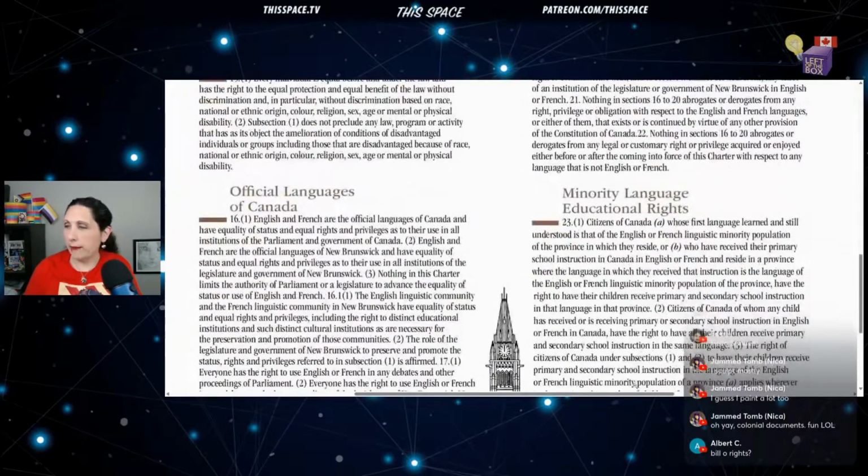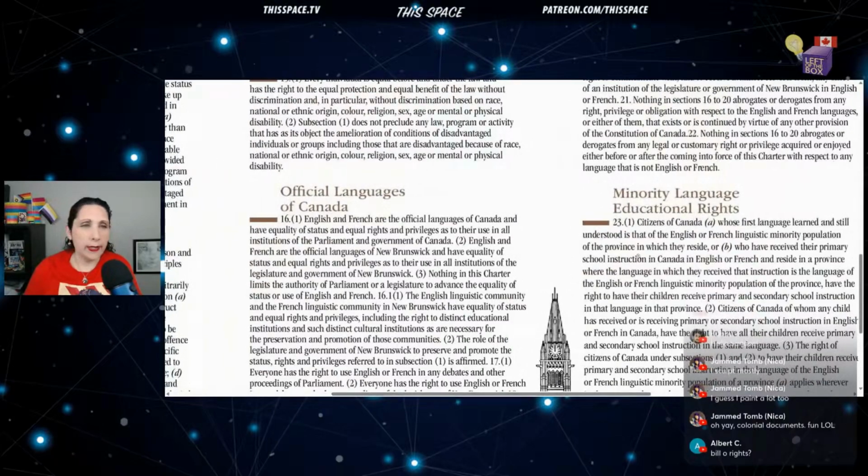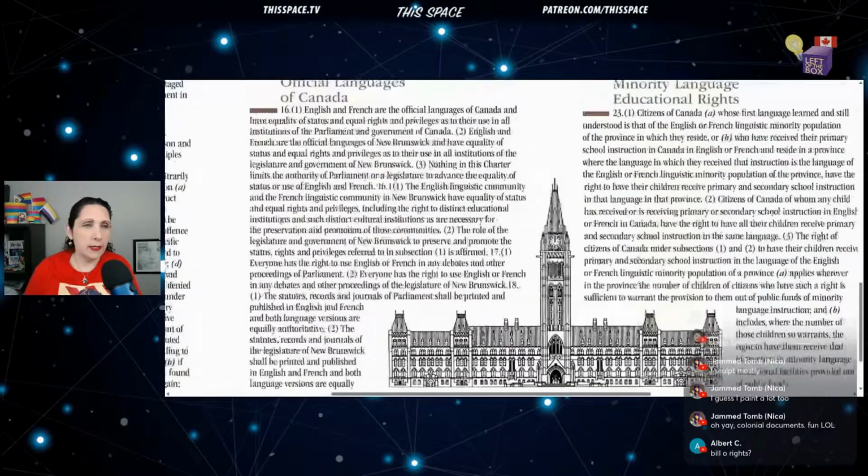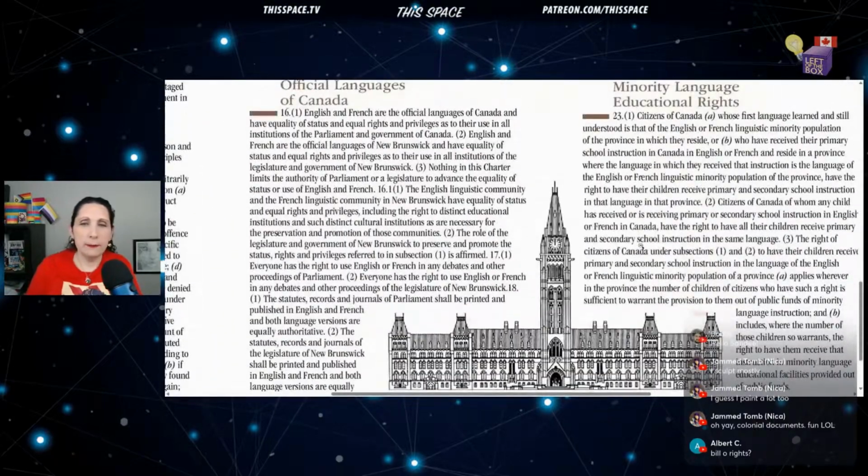Nice. I feel it's important to actually go over it and find out what it says. Because, you know, there are some, yes, Albert C., the Bill of Rights. There's important things in here. Like, we'll get to it. We haven't gotten to it yet.